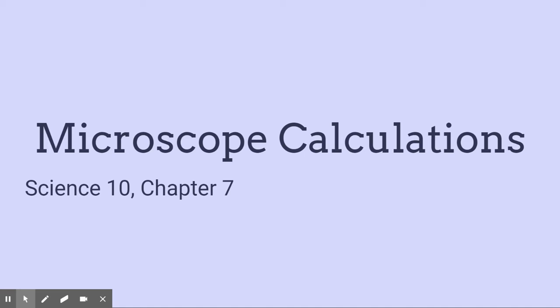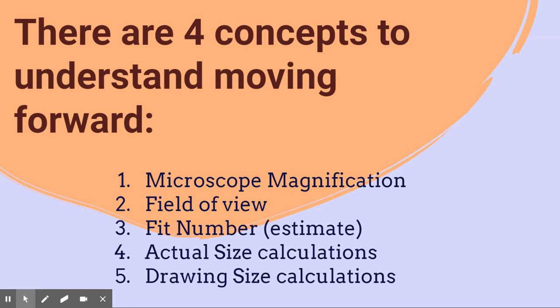And then in another video, we're going to talk about gram staining and the key structures that deal with gram stain. So the four concepts in this video today are microscope magnifications, field of view, fit number, actual size, and drawing size. Okay, so there's four concepts, even though there's five numbers, just because two of them go together.